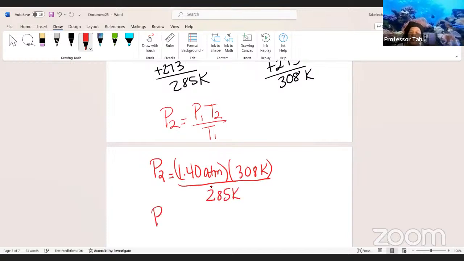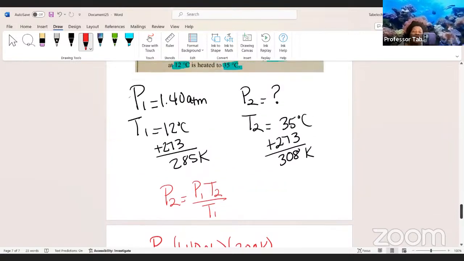Okay, so P2 equals, let's plug it in. But before we plug it in, I always like to find out from you guys if you can predict the answer. Remember, if your pressure, well, hold on, not your pressure.